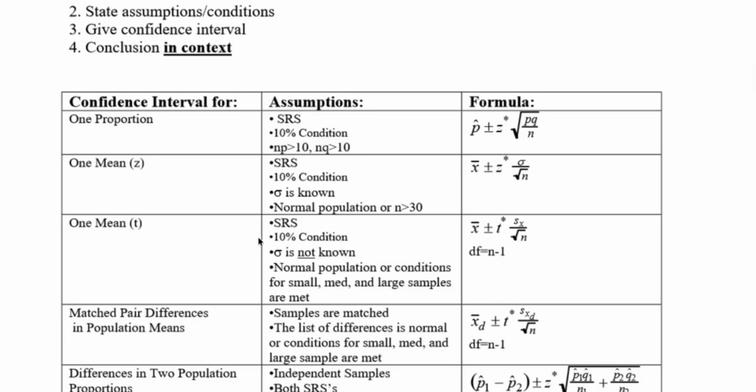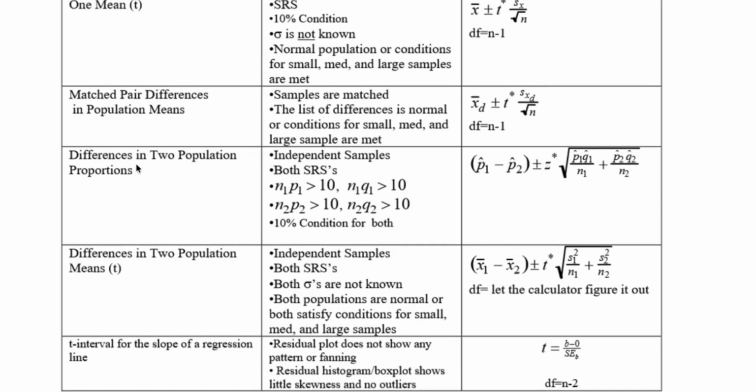For one mean, or t, we're going to check SRS, 10% condition, standard deviation is not known. That's the reason that we're using t instead of z. Normal population or conditions for small, medium, and large samples are met. Therefore, we can use x bar plus or minus t star times s, the standard deviation for x, over square root of n. For matched pair differences in population means, checking samples are matched, the list of differences is normal, or conditions for small, medium, and large samples are met. And we're going to use this formula, x bar sub d plus or minus t star times standard deviation of x d over square root of n.